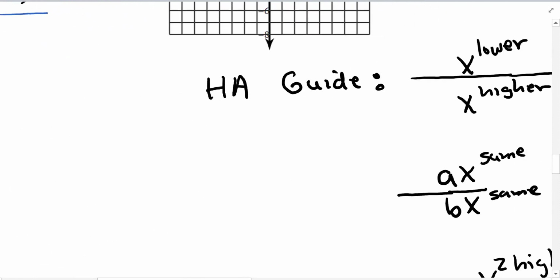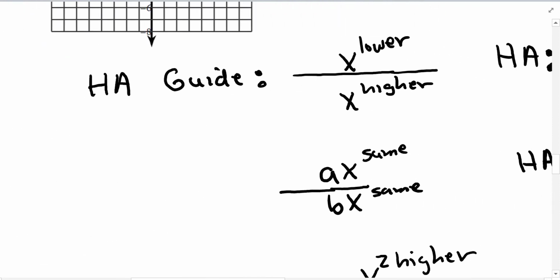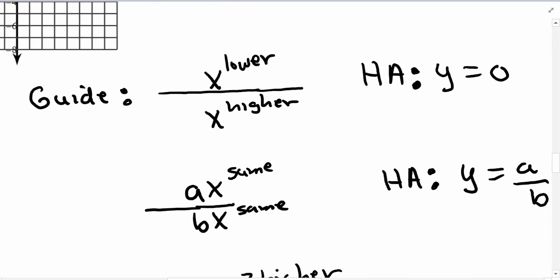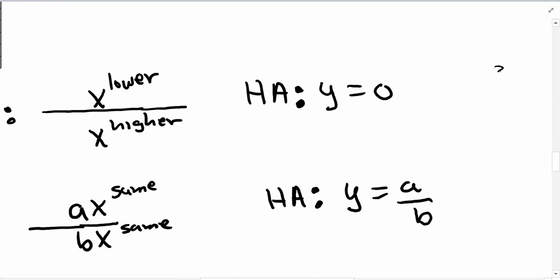So here's how you find the horizontal asymptotes. Here's the guide. When the x value in the numerator is lower than the x value in the denominator, you're going to have a horizontal asymptote at y is equal to 0. Well, look at what we had. 3 over x minus 1. Imagine that is x to the 0, because x to the 0 is 1. 1 times 3 is 3.